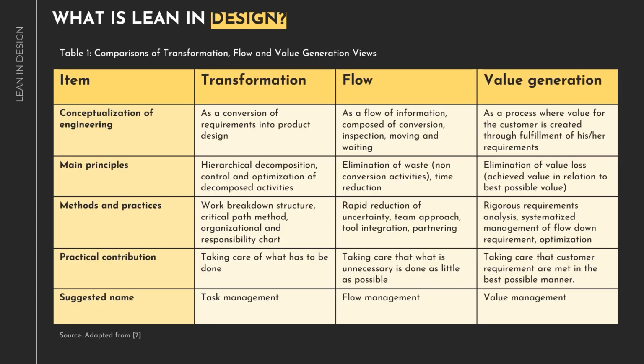The table below compares the different perspectives in Lean design. Transformation, also known as task management, focuses on completing crucial tasks to create a design that meets specific requirements. This perspective primarily employs principles like top-down decomposition and work breakdown structures.